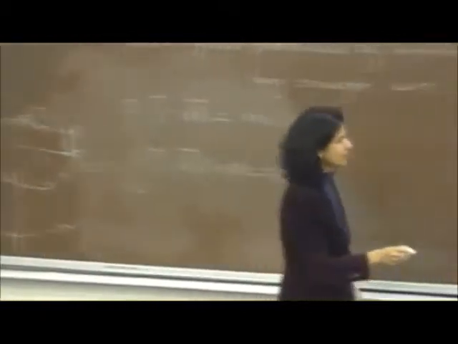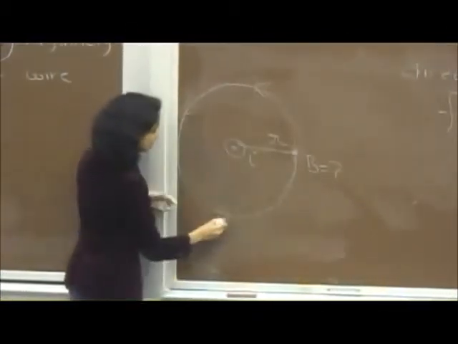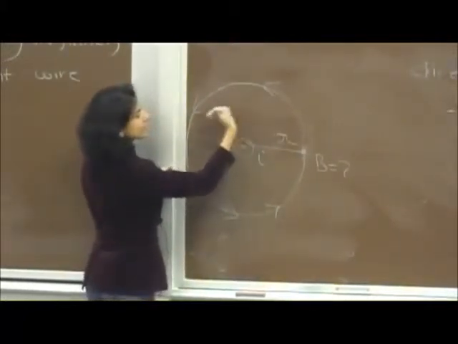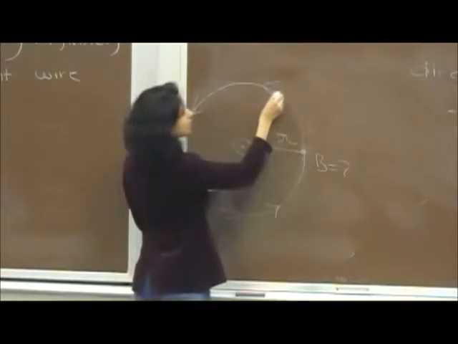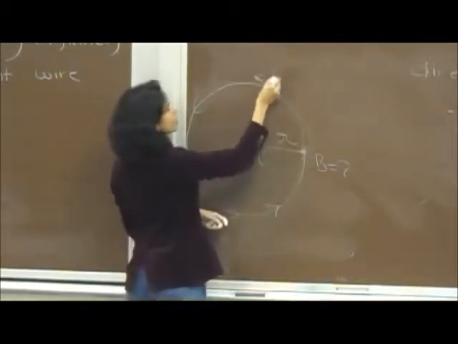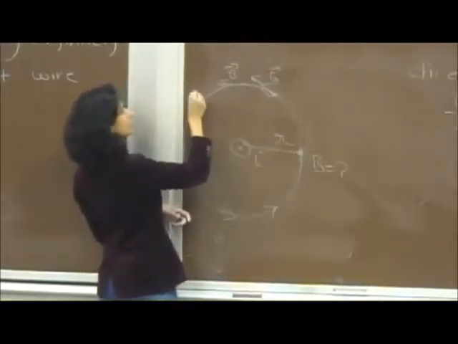So for example, in this particular case, if the current is coming out, the magnetic field using this right hand rule 2, or thumb rule, points like this. If you ask me what is the magnetic field here due to this current, it's tangent to the circle here, here it's tangent to the circle here, etc.